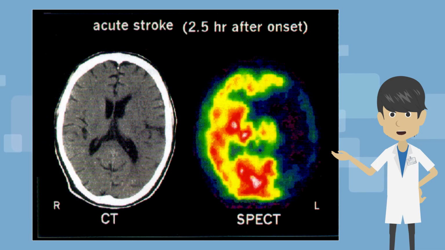Let's look at a case of acute cerebral infarction 2.5 hours after onset. X-ray CT shows no obvious abnormality. Brain perfusion SPECT shows a marked decrease in brain perfusion over a large area of the left cerebral hemisphere. Brain perfusion SPECT is useful in determining the indication for thrombolytic therapy.